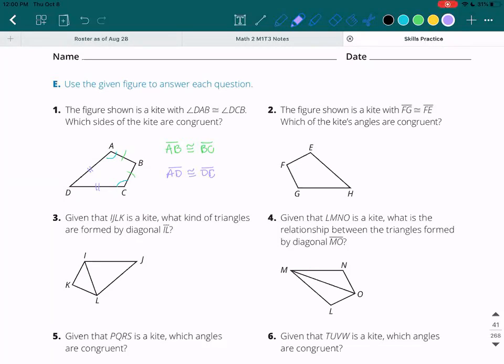The figure shown is a kite with FG congruent to FE. Which of the kite's angles are congruent? So the angles that are congruent, you can see it in blue on that first example. So what angles are the congruent ones?